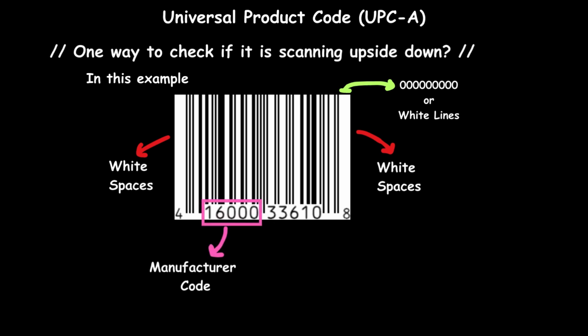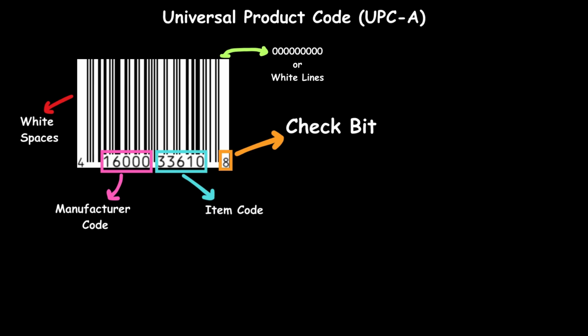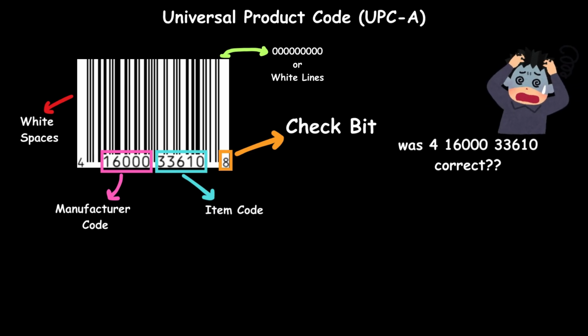The first 5 numbers after the start bit tell us about the manufacturer, and the other 5 numbers after the middle section recognize the item number. The last bit is the check bit. It is used to check whether the machine was able to identify the other 11 numbers correctly or not.